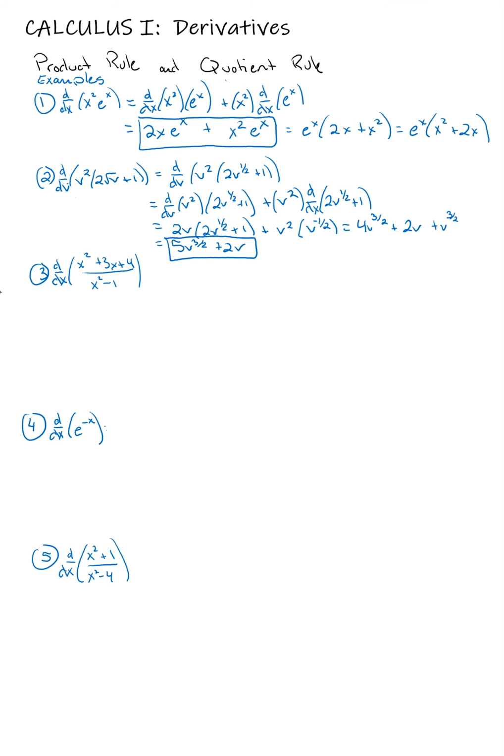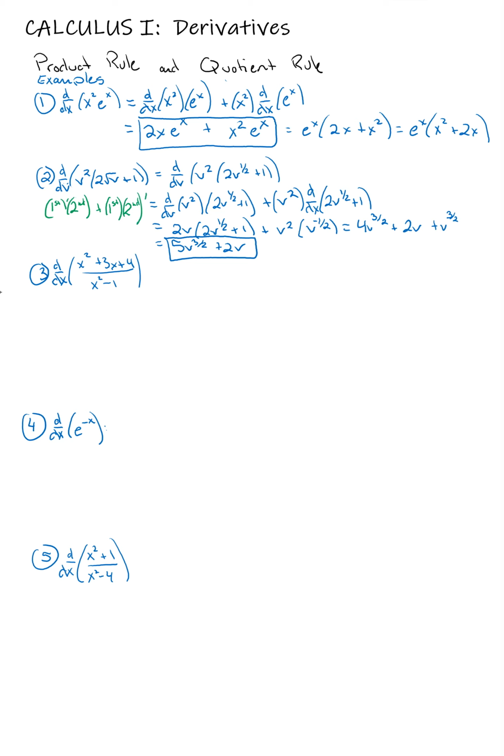Okay, on the next one, we've got d dx of x squared plus 3x plus 4 over x squared minus 1. Now this is absolutely a quotient. In this case, I often consider the numerator my first function and the denominator as my second function. So looking back at the multiplication rule, it was basically that we took the derivative of the first times the second plus the first times the derivative of the second.